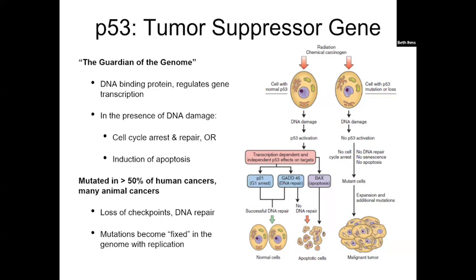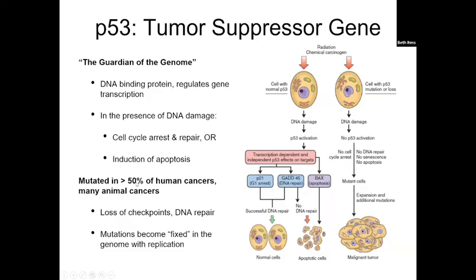It's a DNA binding protein. It can promote cell cycle arrest, cell cycle repair, or induce apoptosis. So this is a major control on damaged cells in the cell cycle and keeping them from replicating.